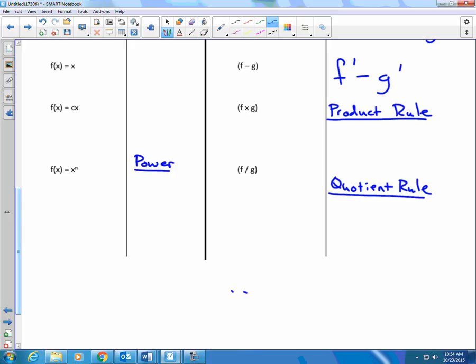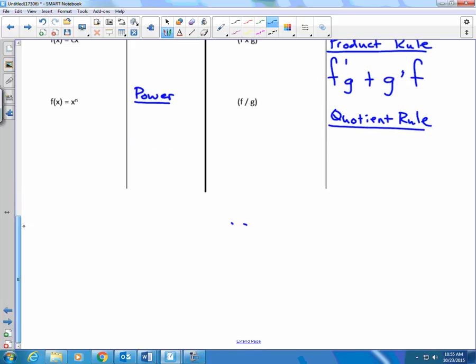The product rule looks like this: f prime g plus g prime f. You take the derivative of the first one times the second one left alone, plus the derivative of the second one times the first one left alone. Just switch them and put a plus sign in the middle. You okay with that? If you can remember the product rule, you can remember the quotient rule. It's the same thing, except there's a minus sign. And you divide by g squared.